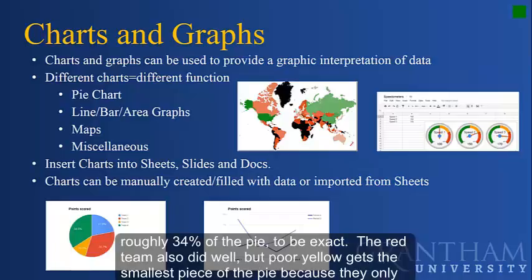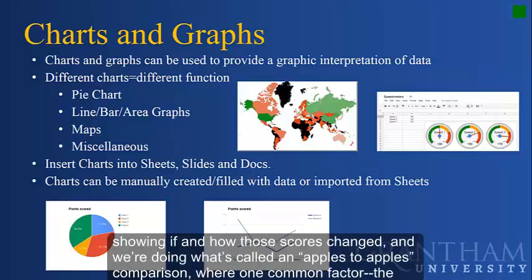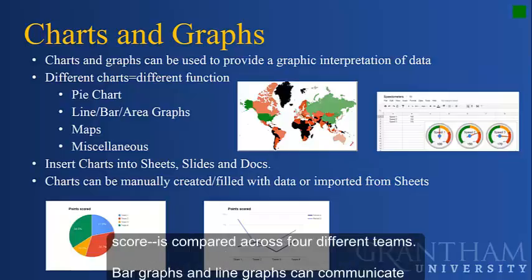The red team also did well, but poor yellow gets the smallest piece of the pie because they only scored 12 points. In this case, we're providing a snapshot of scores compared to other scores during a certain moment in time. We're not showing if and how those scores changed, and we're doing what's called an apples-to-apples comparison, where one common factor, the score, is compared across 4 different teams.